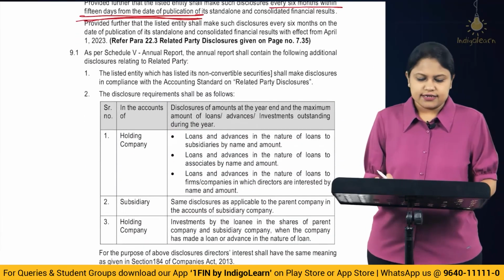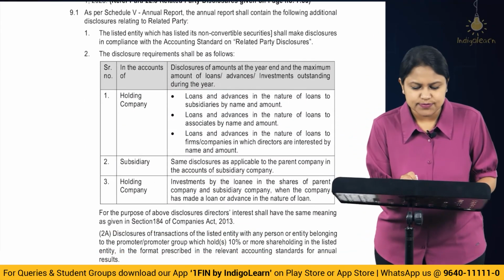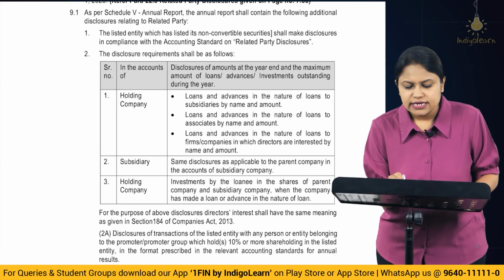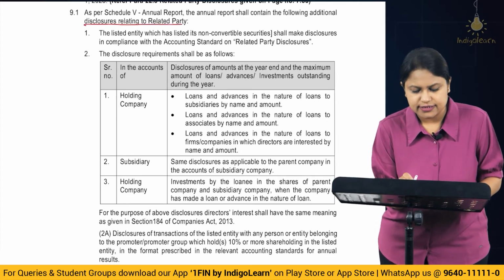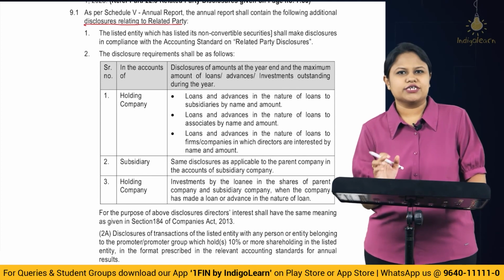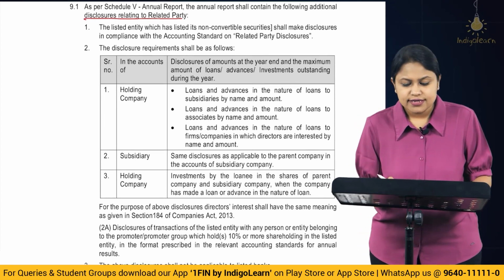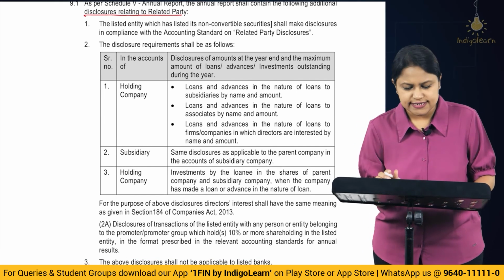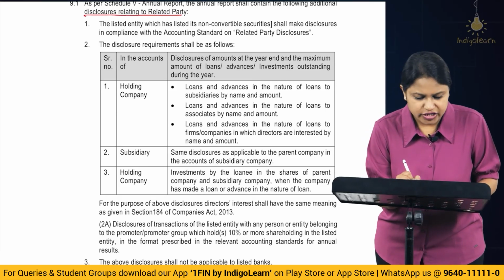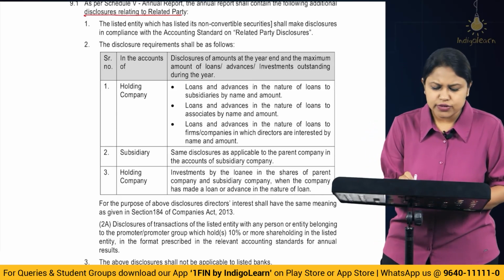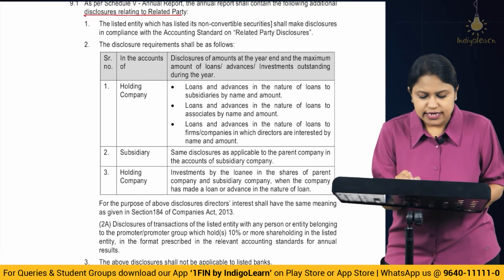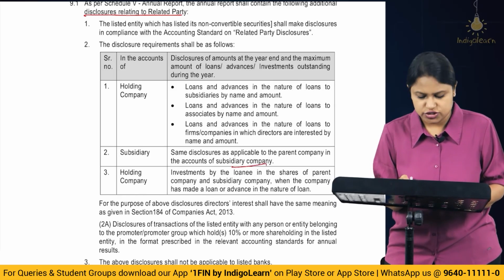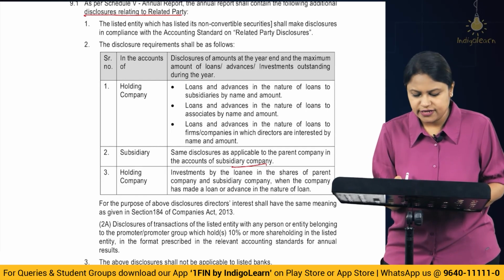Alright, then moving on to the last part, as per Schedule 5, the annual report shall contain the following additional disclosures relating to related parties. Already a few of the disclosures we have understood as per the accounting standard, but there are some more things we have to understand here. They have added 3 more. First, in the accounts of the holding company, this is the disclosure that you have to give. In the accounts of the subsidiary, this would be the disclosure. And in the accounts of the holding company, further.